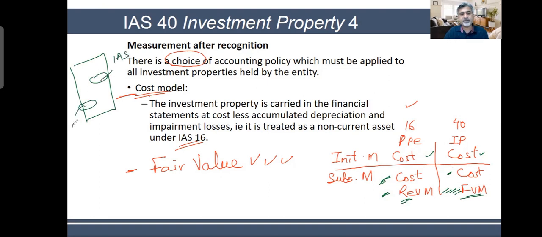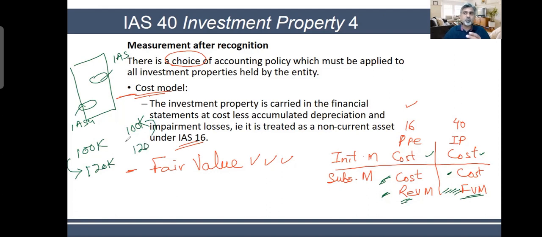This apartment is under IAS 40. I purchased both of them for 100K, and I purchased this also for 100K. And then 1 year passed, and then I say, let's do revaluation. When I do revaluation, it becomes 120K. I ignore the depreciation for a moment. And this one also is 120K.